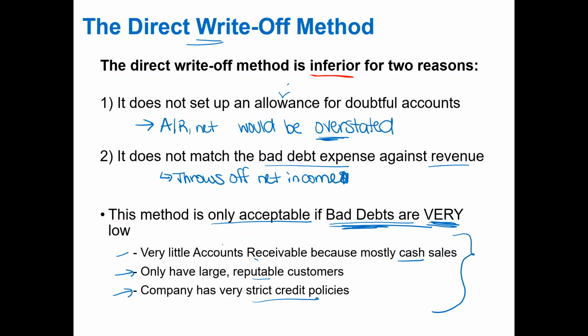And that's essentially what we're saying. When we look at these 3 situations, we don't expect to have bad debts, so there's no allowance to create because we estimate we won't have any. So we can't have that allowance set up and therefore use the direct write-off method.